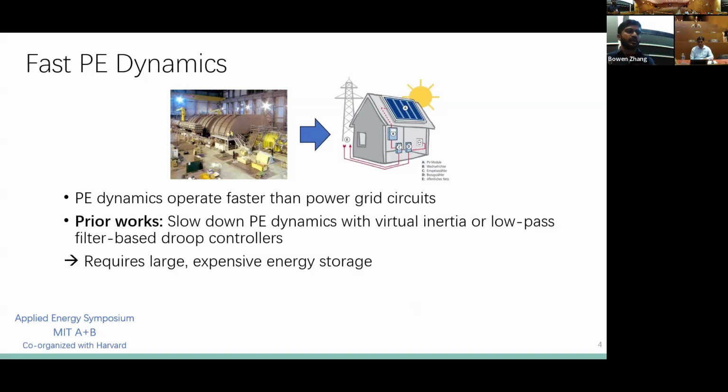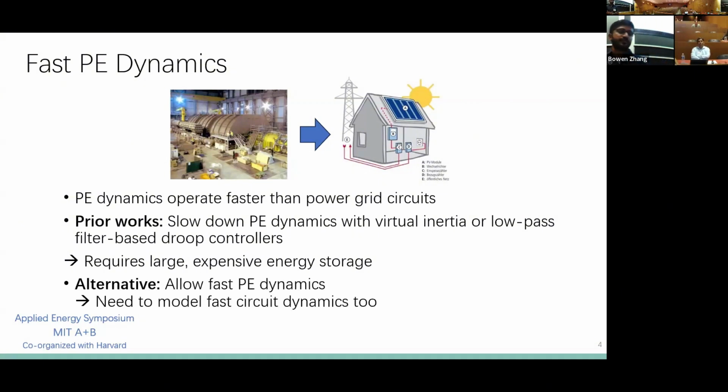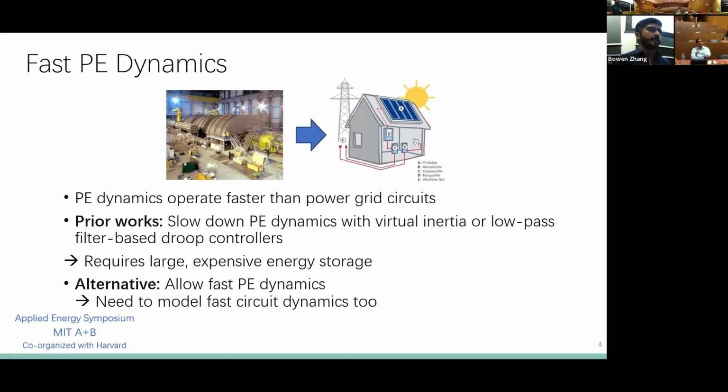And so prior works deal with these fast dynamics by artificially slowing them down using virtual inertia with batteries or some low pass filter based droop controllers. But the main disadvantage with these approaches is that they require very large, expensive energy storage units when you add a lot of inverter-based renewables. And the alternative is to allow these fast power electronics dynamics. But then because these become comparable to the circuit dynamics, we also need to model the fast circuit dynamics, which we do in this work.